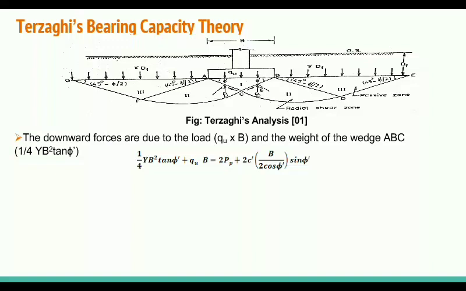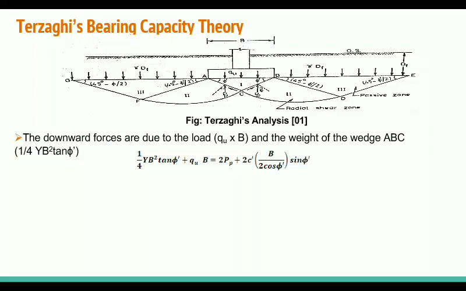So now we have the four forces, two of which are vertically downward. So we can write this equilibrium condition in the vertical direction. See the first expression, 1 by 4 gamma B square tan phi dash, that is the weight of the wedge ABC, vertically downward, plus QB into B. This is the downward force due to weight.